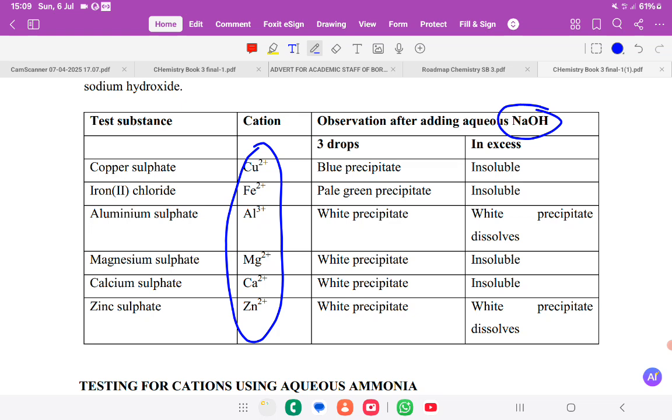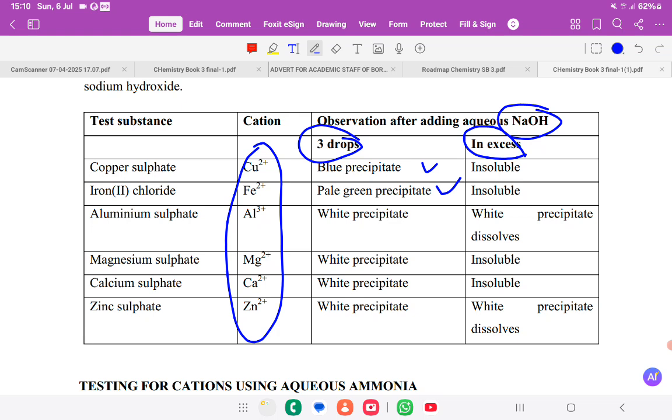It's a must that you should know this table fully well, because MANEB or your teacher will not give you this table to use for inferring the identity of ions in an exam. So you have to know this. You have to know the test, the procedure, the test result for when 3 drops are added, and the test result when excess of sodium hydroxide is added.